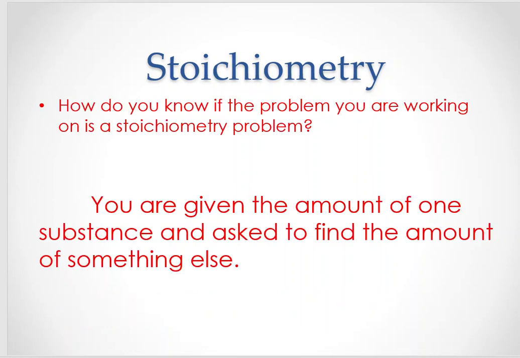All right, so again, how do you know you have a stoichiometry problem? You're given the amount of one thing, you're asked to find something else, okay? And so once it is a stoichiometry problem, there are 4 steps you have to follow. You just follow the 4 steps. A lot of times the steps are already done for you, but if you follow those 4 steps, you're going to be in good shape, all right?